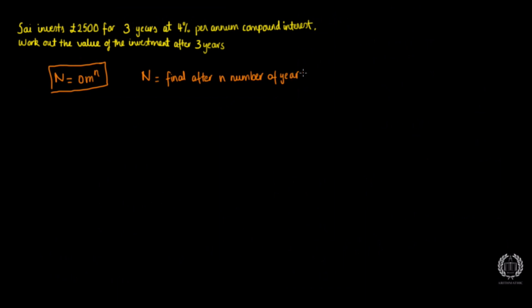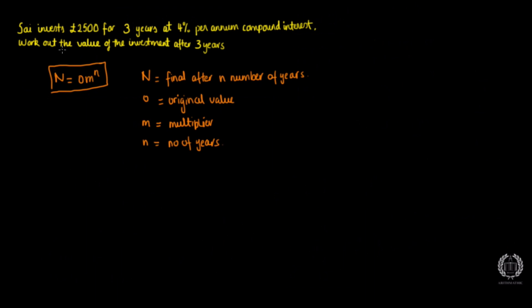And then what we have is O, which is your original value or your original amount. Normally in the question they will give you an original value, the amount of the investment at the beginning, right? And M is called your multiplier, and I'll show you how to work out the multiplier. And the small n, as you've guessed, is the number of years. Basically I'm just going to use this formula to work out the final value.